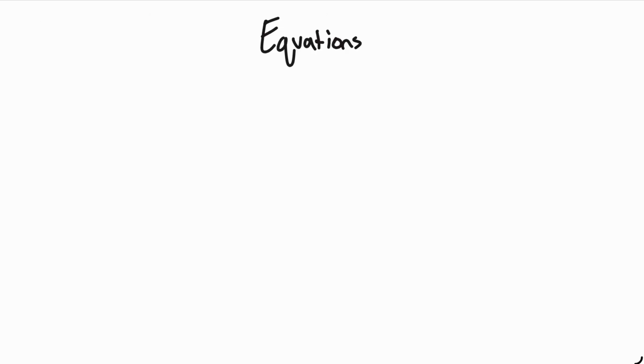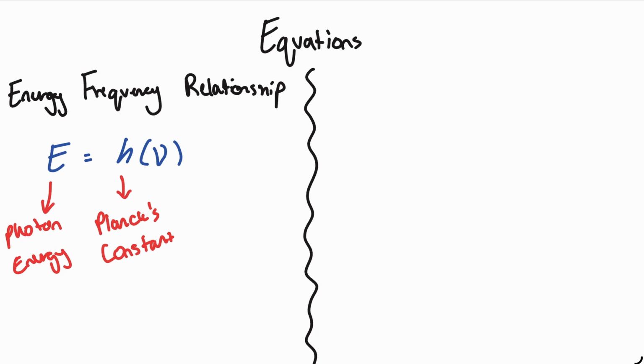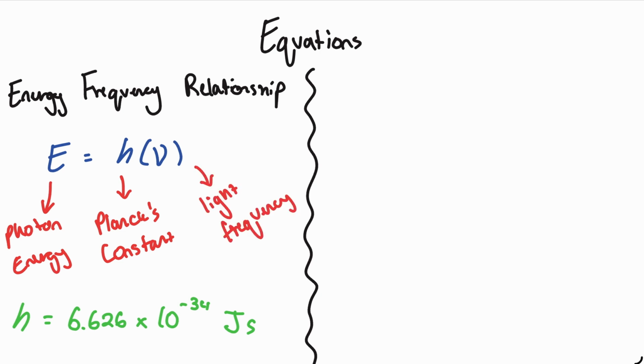Moving on to the other part of this video, there are two different equations we can use to describe properties of photons, and they are as follows. The first is called the energy-frequency relationship, and it reads E equals h times nu. E stands for the energy of a photon. This curvy h is Planck's constant, which has a value of 6.626 times 10 to the negative 34th joule seconds. And the Greek letter nu represents the light frequency.